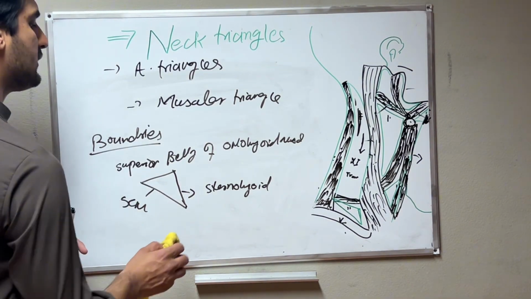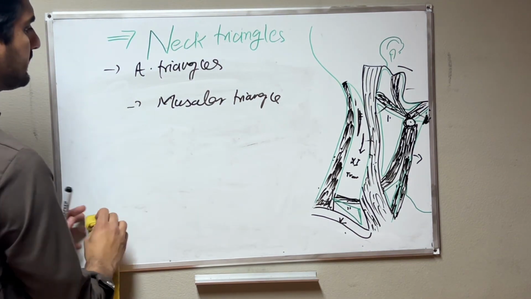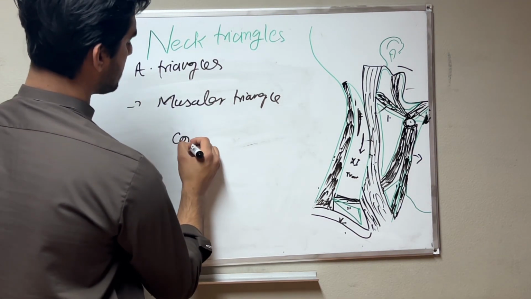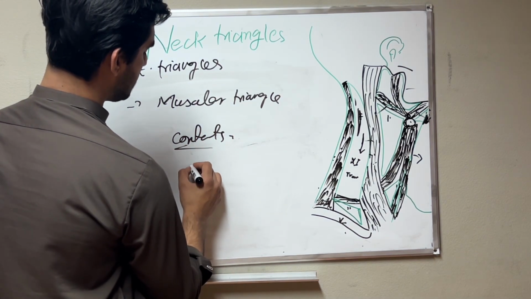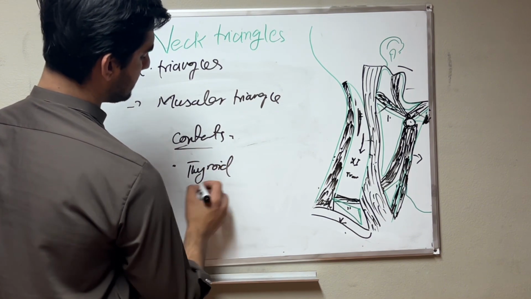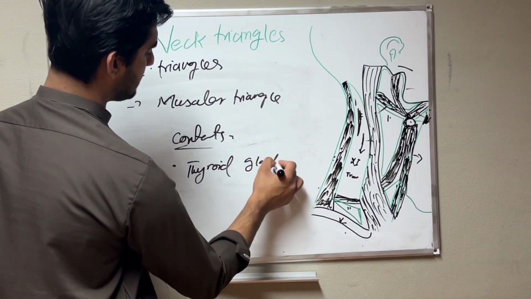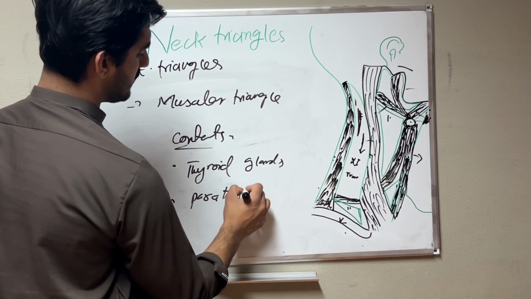Now contents. Here we have two main contents in this triangle: the thyroid and parathyroid glands. Thyroid glands and parathyroid glands are located here.